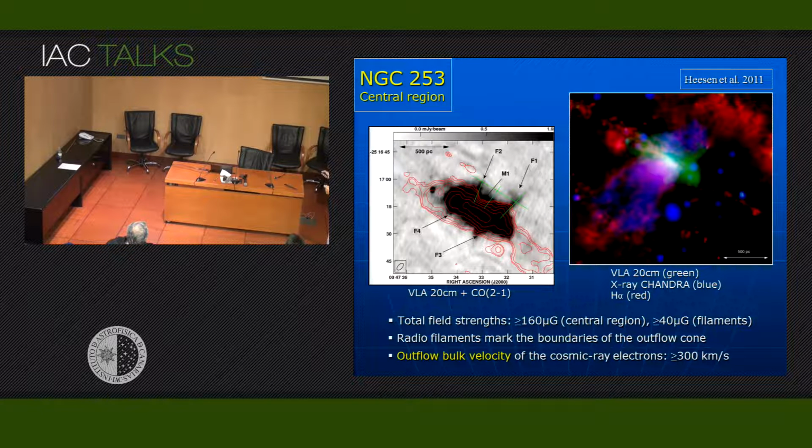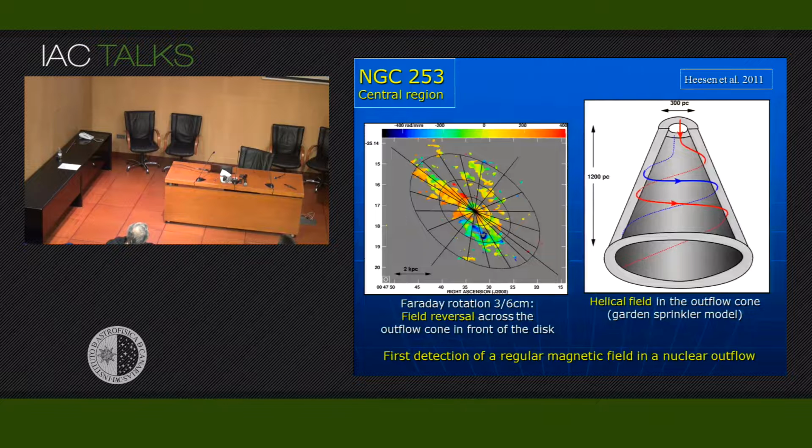This is now a Chandra image, and these filaments here are exactly at the edges here. So it seems that we can focus, we can analyze, we identify the outflow. The field strength in the outflow is really strong. It's more than 100 microgauss here. And more interesting, we could also measure the Faraday rotation. And across the outflow, the Faraday rotation jumps in its sign. And the jump in sign is most easily explained by a helical field in the outflow. So we can see the jump from one side of the outflow cone to the other side and can explain this by a helical field.